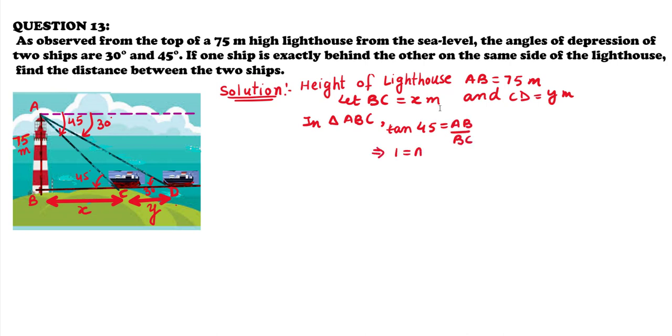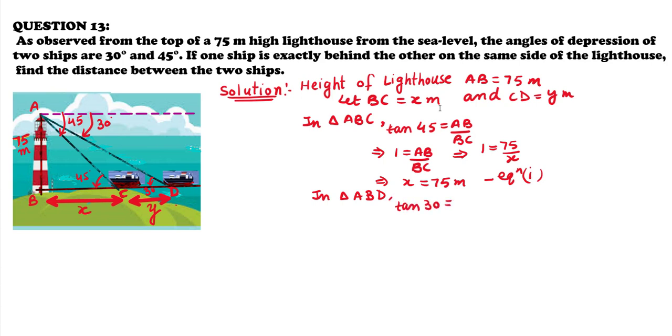So that implies 1 is equal to 75 upon X. From here we get the value of X. X is equal to 75 meters. This is equation 1. Now in triangle ABD we have tan 30. Again using the same principle, parallel lines and the transversal AD, angle D will be 30 degrees.